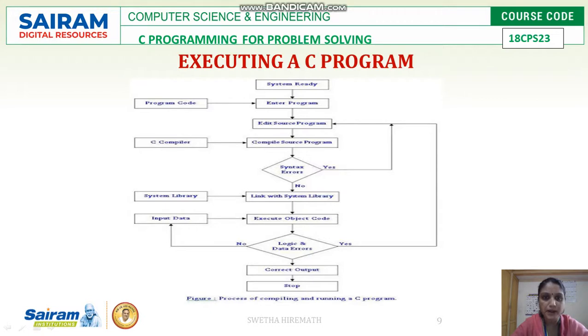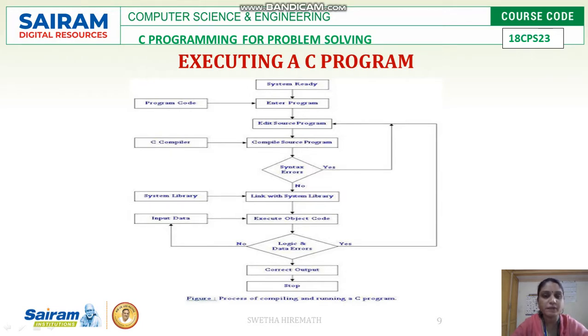It has to be compiled. So with the help of a C compiler, we are going to compile the program. Once it is compiled, we are going to check for the errors. If there are no errors, then we will go with the second step, that is to link. If there are some errors, then we have to edit the source program once again, save it, and compile it again.